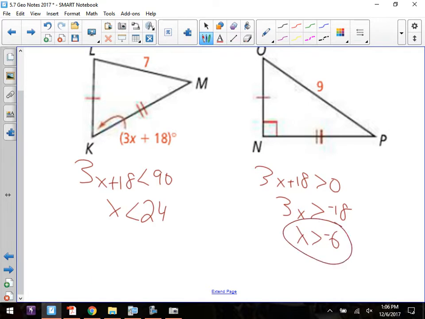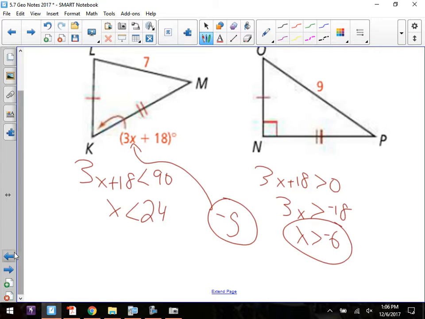Is it okay to have a value of x that's negative? Yes. Because if you pick any number bigger than negative 6, for example, negative 5, I take negative 5 and I substitute it into here. What's 3 times negative 5? Negative 15. What's negative 15 plus 18? 3. Is it a positive angle? Yeah. Remember, it's okay to have negative values. It's not that you're generating negative angles or negative segments. So you can have values that are negative. It's one of those things that shows up pretty regularly.